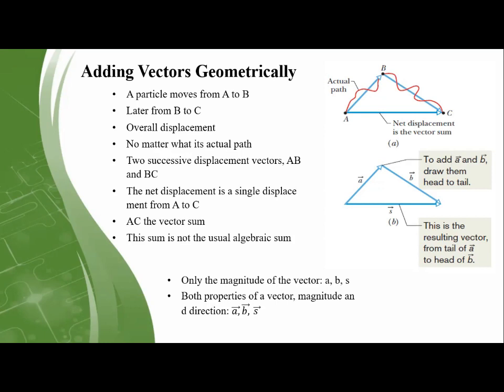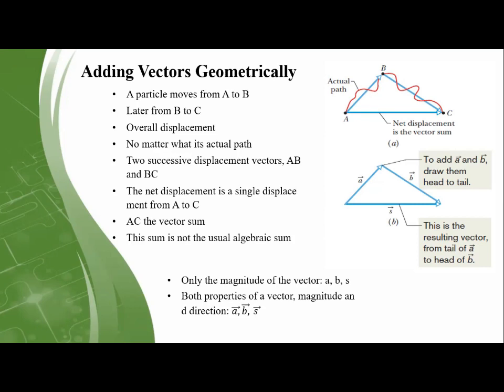This sum is not the usual algebraic sum. In figure part b, we redraw the vectors of figure part a and relabel them with an arrow over an italic symbol. If we want to indicate only the magnitude of the vector, a quantity that lacks a sign or direction, we shall use the italic symbol as in A, B, and S. A symbol with an overhead arrow always implies both properties of a vector, magnitude and direction.